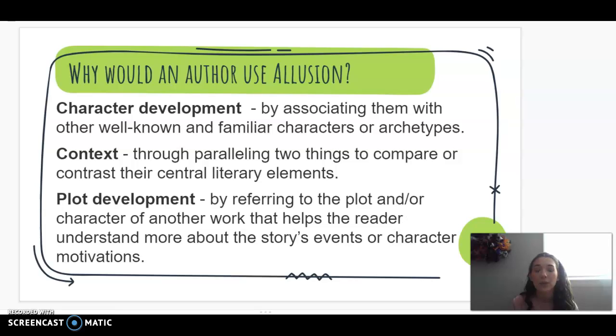The second is context, through paralleling 2 things to compare or contrast their central literary elements. For context, this gives the audience a better understanding of where the story may or may not be going, or the purpose, the theme behind the story. The third is plot development, by referring to the plot and or character of another work that helps the reader understand more about the story's events or character motives. We're going to look at examples for each of these categories, and we will be looking for examples in our own stories that we're going to be reading in the future.